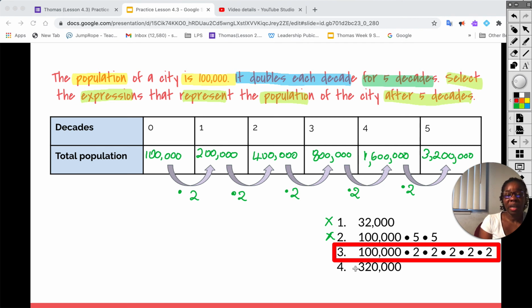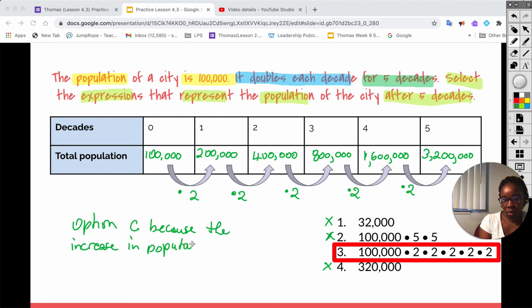And for the bottom, we see that it could not be 320,000, because the fifth decade is actually 3,200,000. So we know it could not be the fourth option. So it is option 3, because the increase in population is modeled by exponential growth.